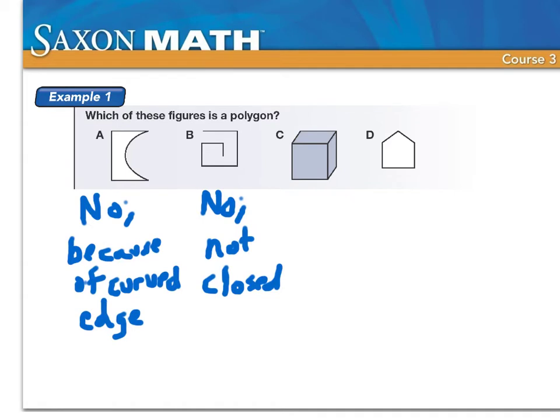Okay, part C. This shape has all straight edges, and it's all closed up, but it's on more than one plane. This side is a plane, and that side is a plane, and this side is a plane. So it's no, because it's more than one plane.